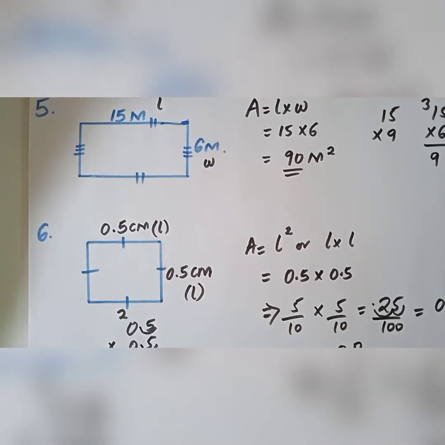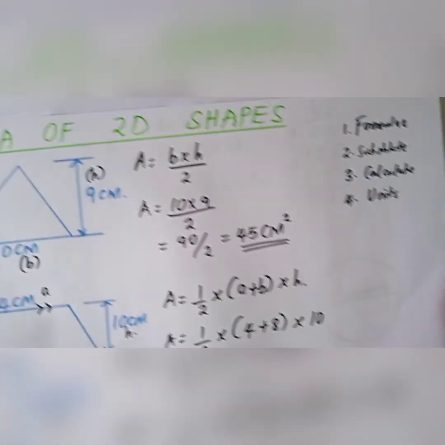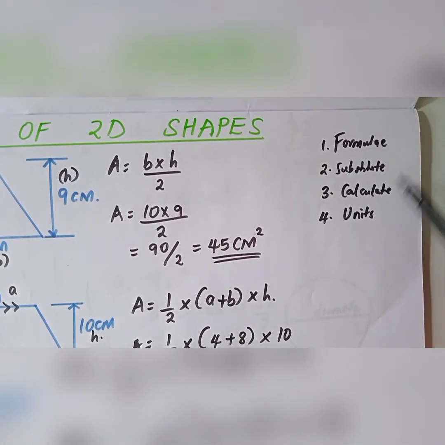So just remember when you're doing area and perimeter, follow all these steps. You write your formula, then you substitute your values, then you calculate and leave your answer with the correct unit.